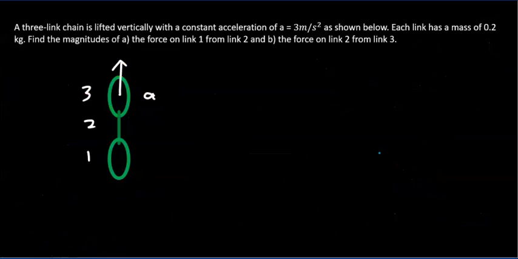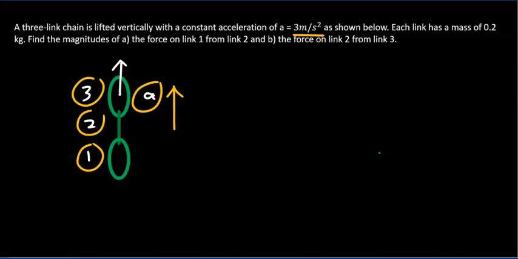You have a 3-link chain, so that is link 3, link 2, link 1, lifted vertically like that with a constant acceleration of 3 meters per second squared. So that is the acceleration. Each link has a mass of 0.2 kg. Find the magnitudes of the force on link 1 from link 2, so a force like that, and also the force on link 2 from link 3, so a force like that.